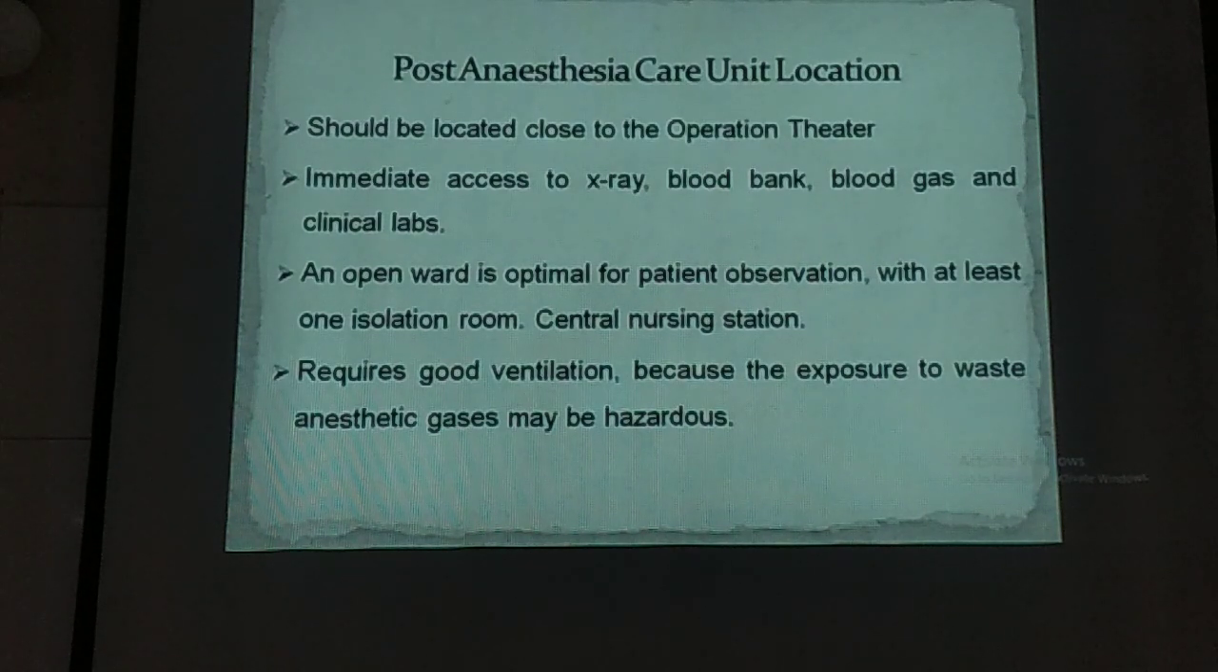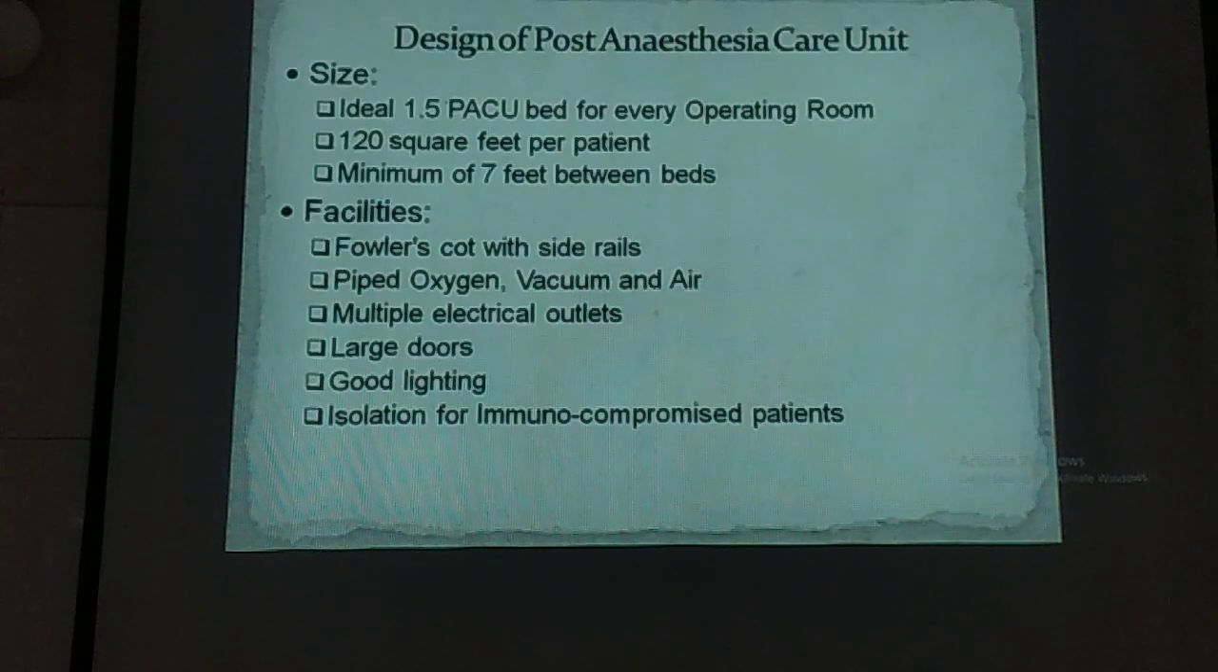Post-anesthesia care unit location: it should be located close to the operation theatre, with immediate access to X-ray, blood bank, blood gas and clinical labs. An open ward is optimal for patient observation, with at least one isolation room for immunocompromised patients. A central nursing station must be there. Good ventilation is required.